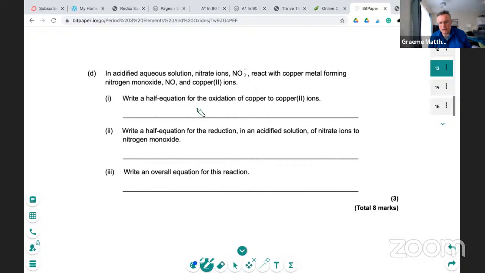Oxidation state of copper. What's easier? It's a copper, yeah, solid. Arrow goes to copper 2 plus, aqueous, and 2 electrons. All right. Oxidation means that the electrons are being released from the right-hand side of the arrow. Okay. Nitrate ions, nitrogen monoxide. So what? NO3 minus 2. Nitrogen monoxide, NO, like this.